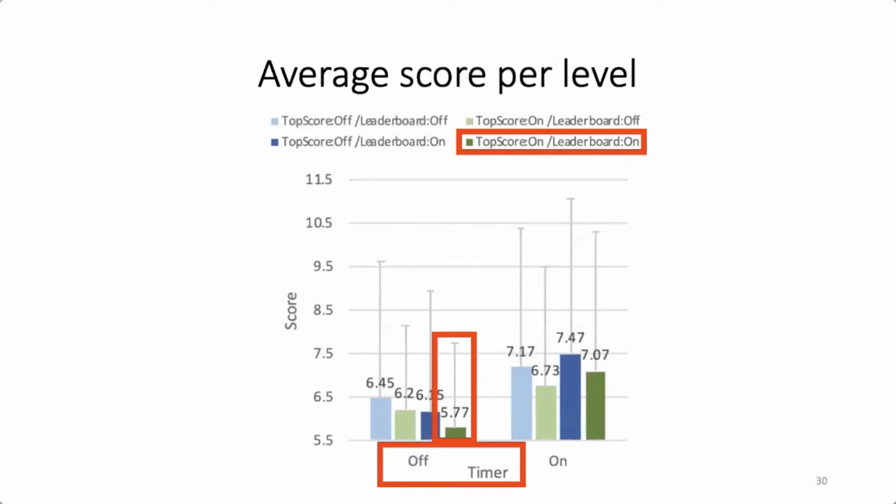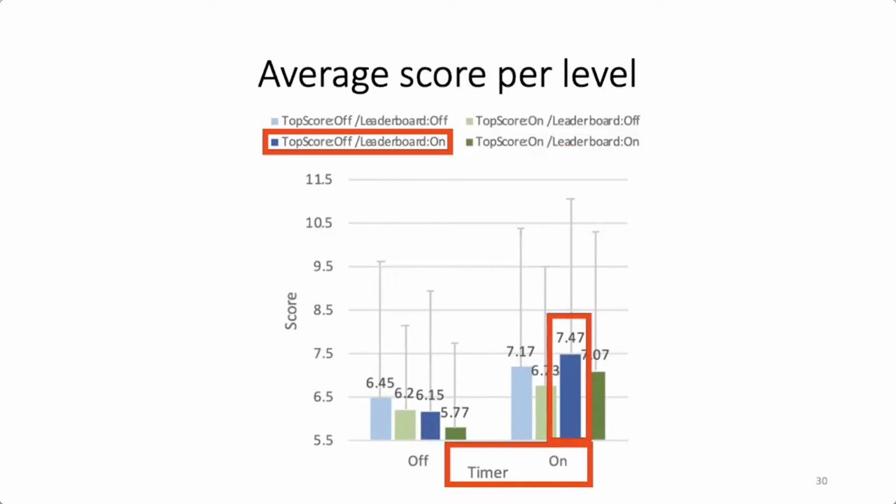This can be explained by the fact that the top score gives the players an idea of what an achievable score can be, and the combination of the point system with the leaderboard further encourages players to achieve a lower score. On the other hand, the highest mean score, 7.47, occurred when the timer was on, in the top score off, leaderboard on condition. Players trying to complete the level faster to get more points, coupled with the absence of the top score in this condition, probably encourage the players to complete the level as quick as possible without as much consideration for the number of moves they were using.